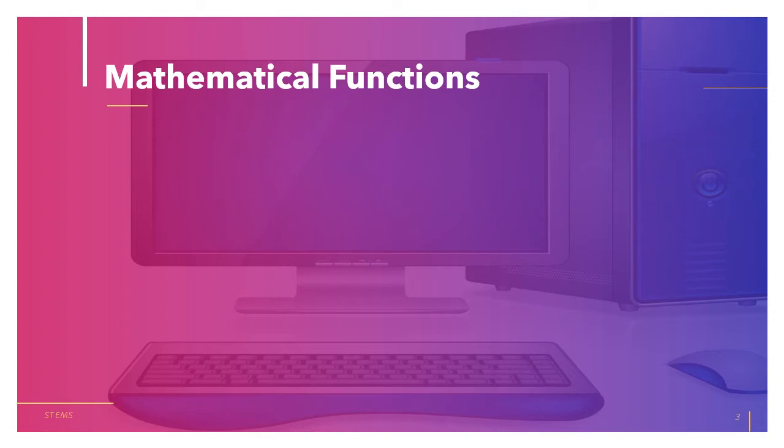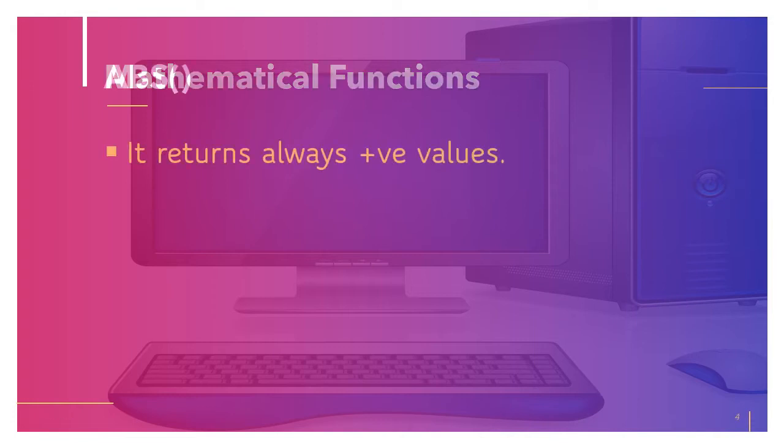First of all, we are going to understand mathematical functions. These functions are very important. So let us understand one by one. ABS, it's absolute. This function always returns positive values, meaning when we give a negative or positive value as a parameter, it will always give a positive value. Let us see practically how this is going to be used.